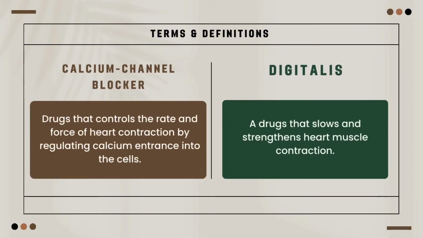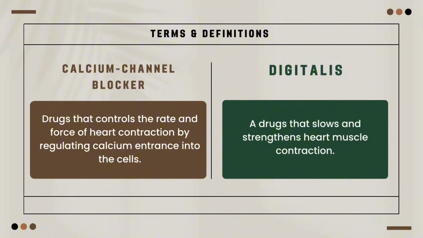Next is the calcium channel blocker. Calcium channel blockers are medications that regulate the rate and force of heart contractions by controlling the entry of calcium into the heart muscle cells. They are also used to block calcium channels which are responsible for allowing calcium ions to enter the cells of the heart and smooth muscles.